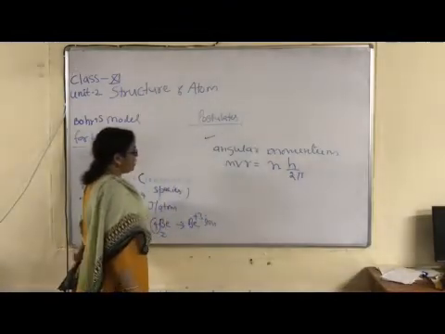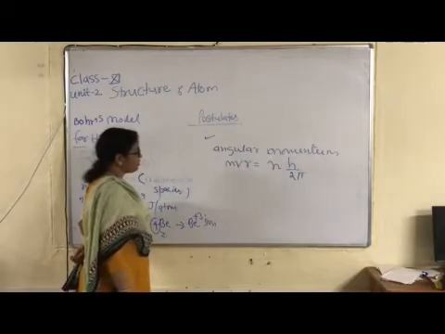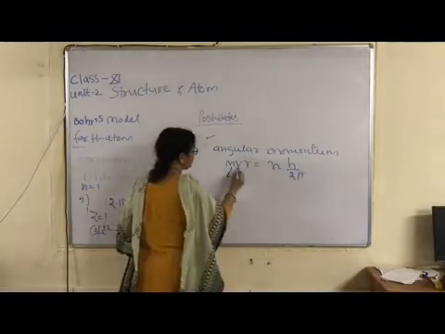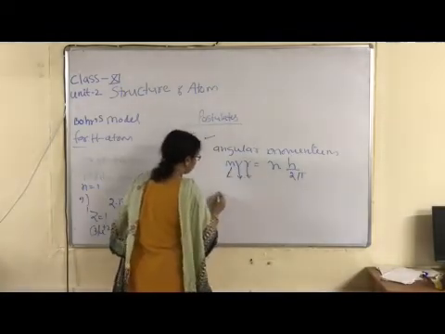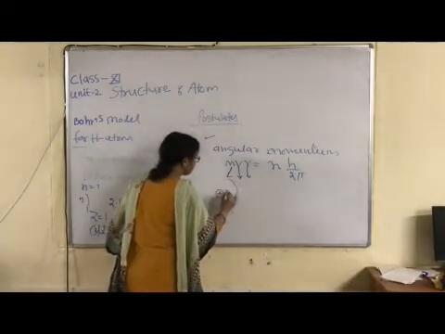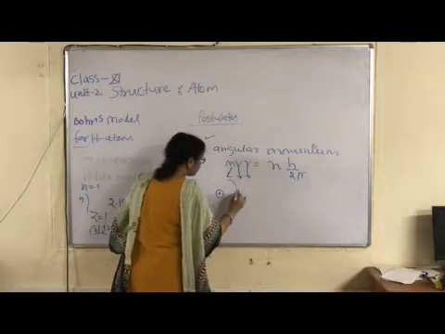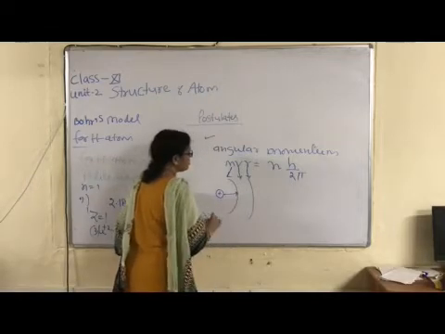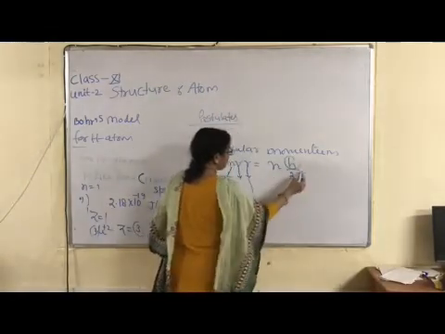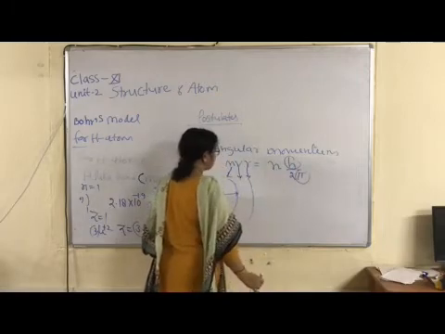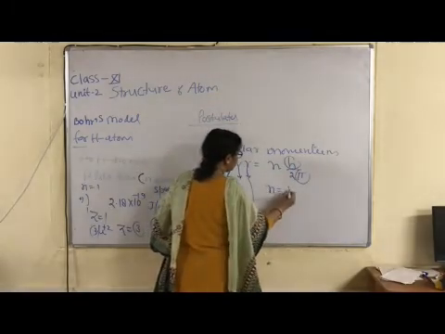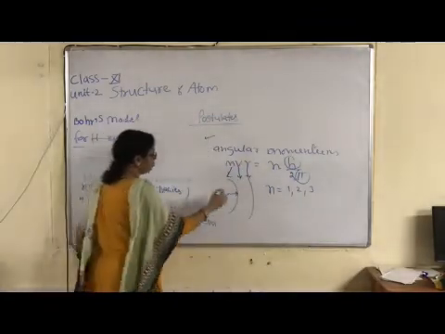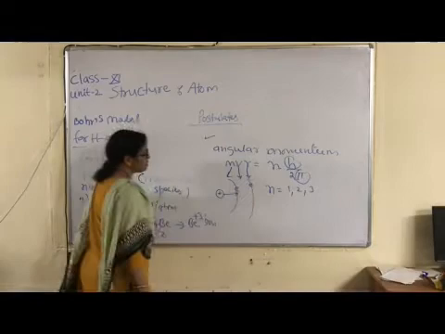Okay children, mvr, it means omega is equal to n into h upon 2 pi. Here m is the mass of the electron, v the velocity of the electron, and r the radius of the orbit where the electron is present. h is Planck's constant, pi is a constant, and n is an integral number. The value of n is 1, 2, 3, then we can calculate the angular momentum of a moving electron in any orbit.